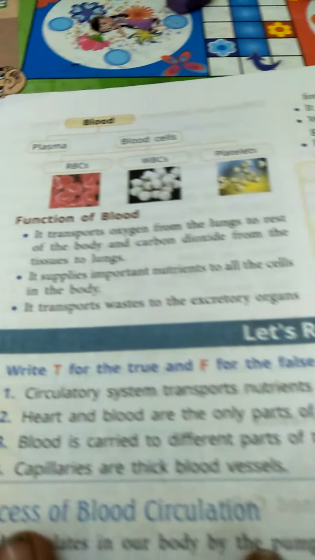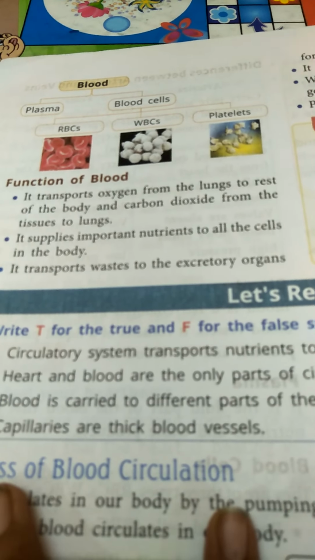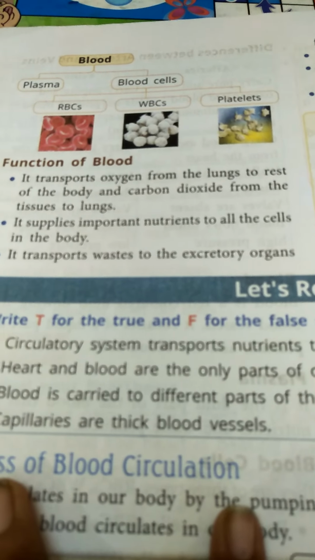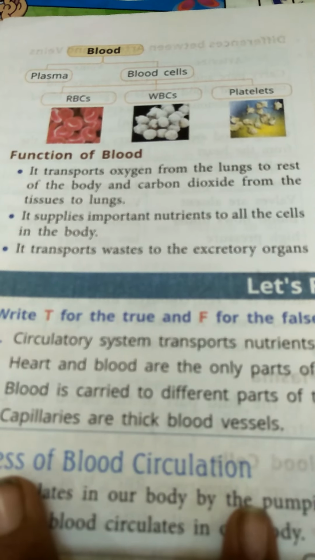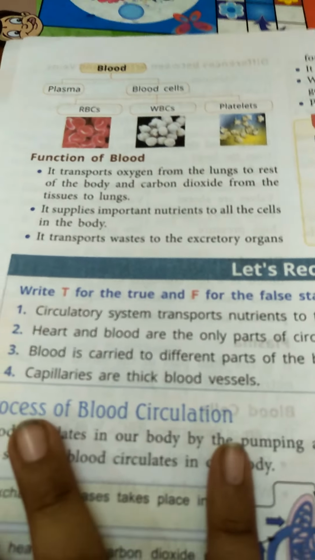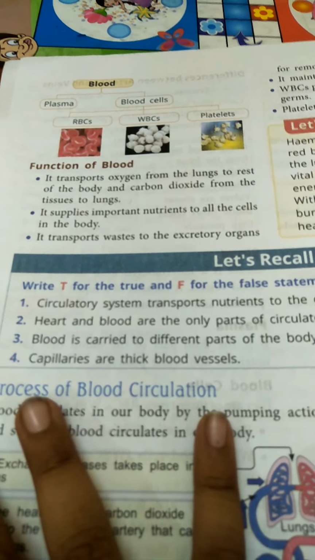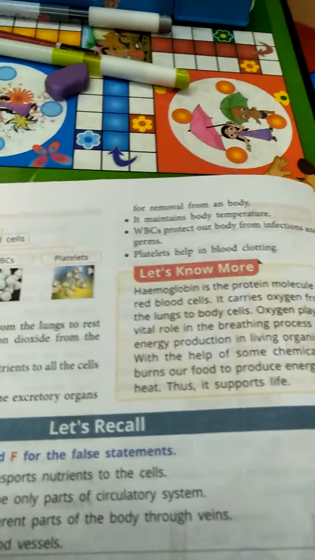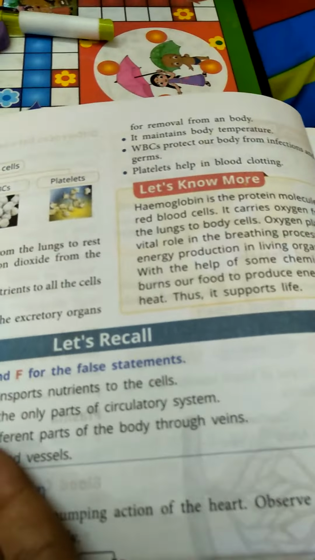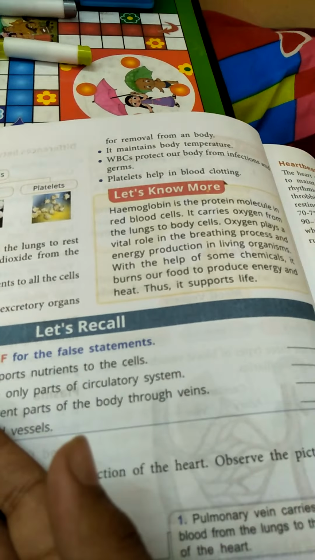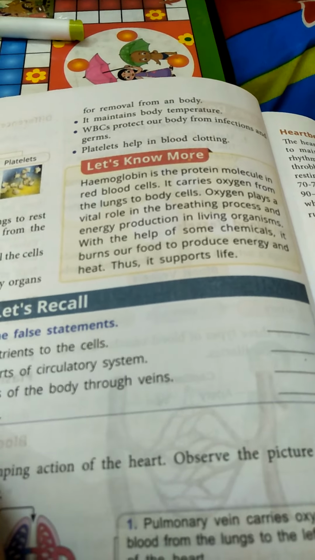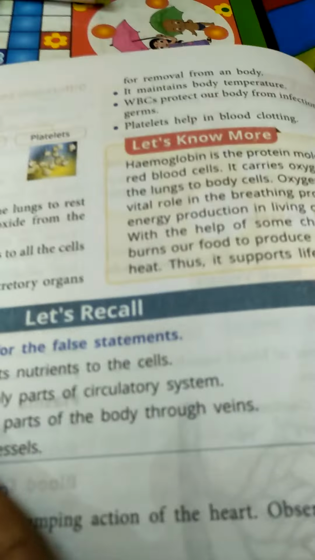Function of blood: it transports oxygen from the lungs to the rest of the body and carbon dioxide from the tissues to the lungs. It supplies important nutrients to all the cells in the body. It transports waste to the excretory organs for removal from the body. It maintains body temperature. WBCs protect our body from infection and germs. Platelets help in clotting. Now let us know more.